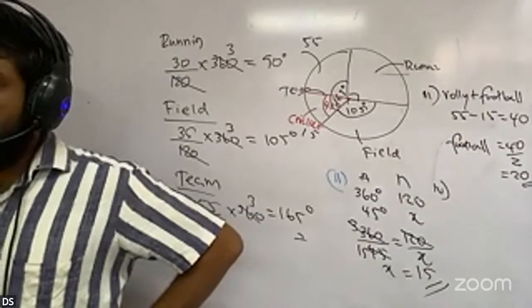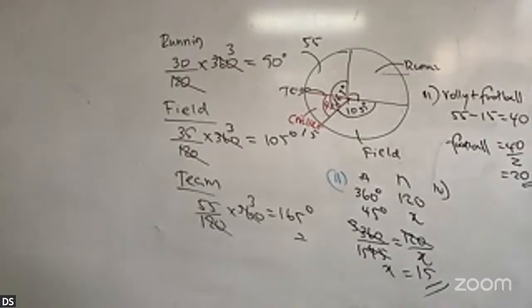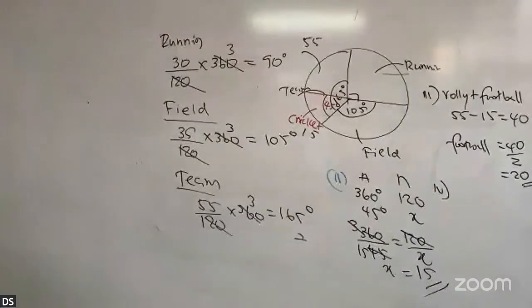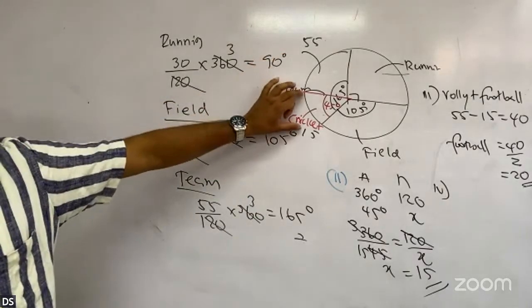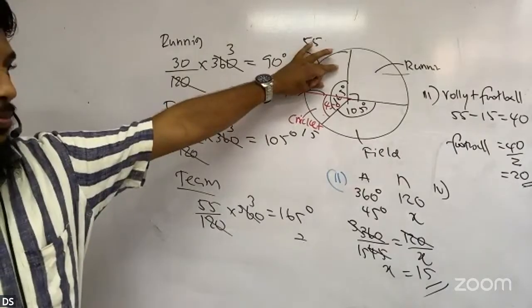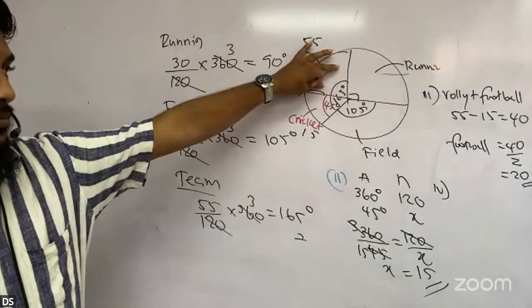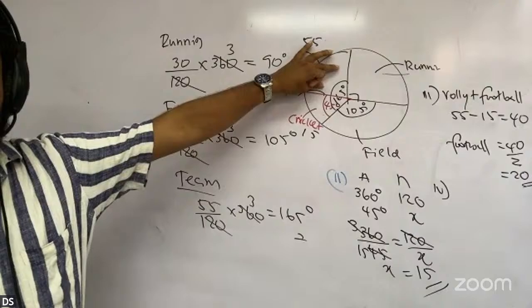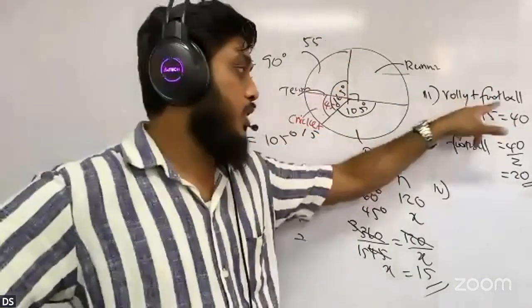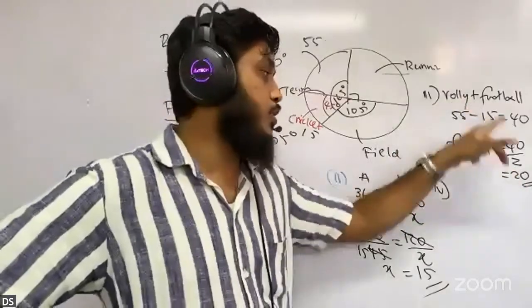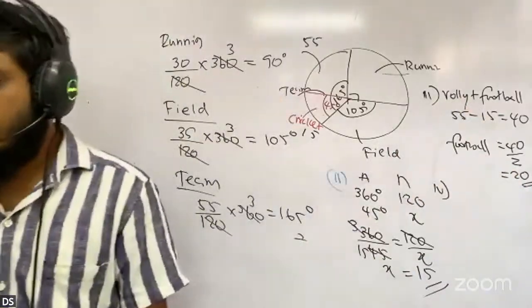Excuse me, sir. Can you explain the third question again? The number of people in the team games, how much? 55. We found cricket is 15. Then volleyball and football should be 40. When volleyball and football are equal, football should be 20 and volleyball also should be 20. Okay.